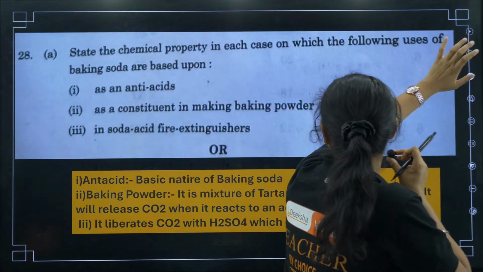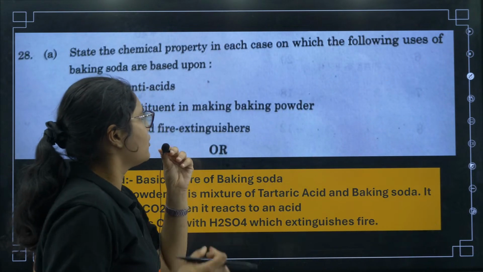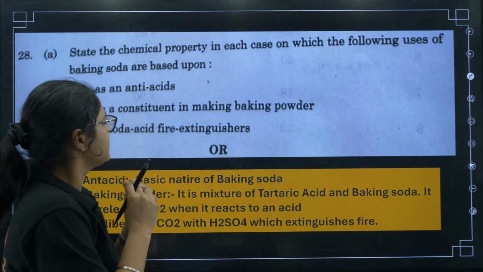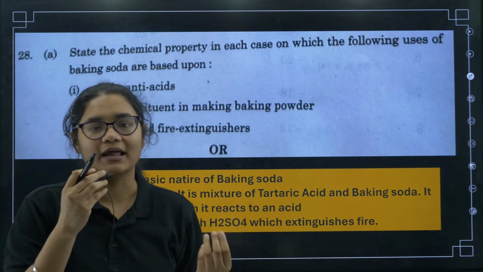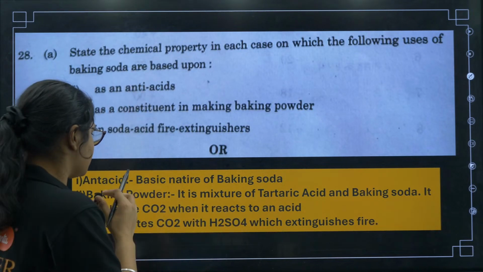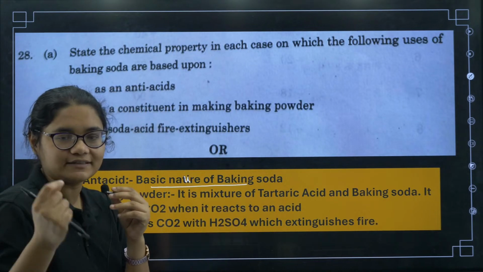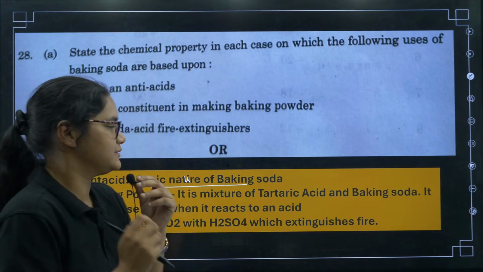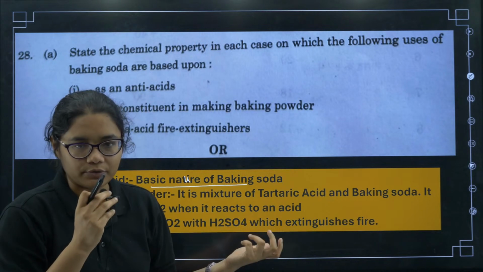Next, we move to the question: state the chemical properties in each case on which the following uses of baking soda are based. The first is given, it is used as an antacid. Now why can baking soda be used in antacids? It is because it has a mild basic nature. Due to the mild basic nature, it can neutralize the acids. So that is why it is used as an antacid.